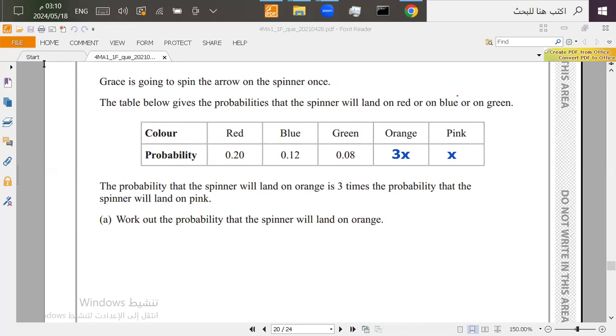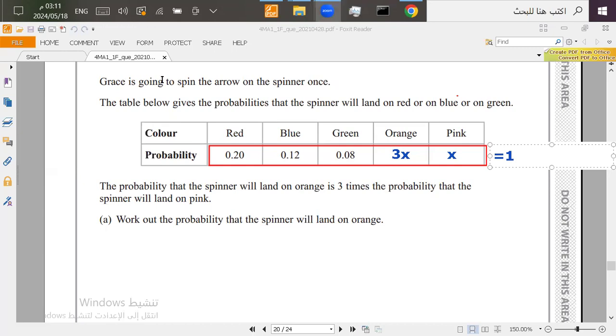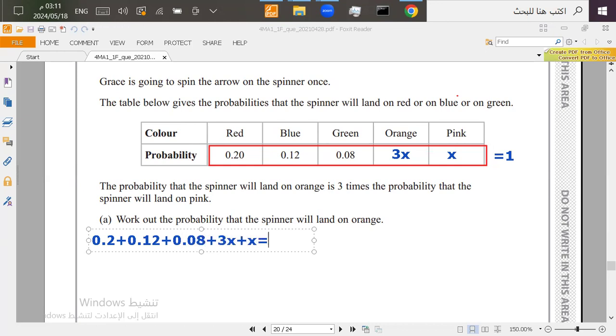First, we have to understand that in the events, all the probabilities together should add up to one. So all of these should equal one. Now when we add all of these together and make them equal to one as an equation, we can find the value of x. So let's do it here. 0.2 plus 0.12 plus 0.08 plus 3x plus x equals 1.